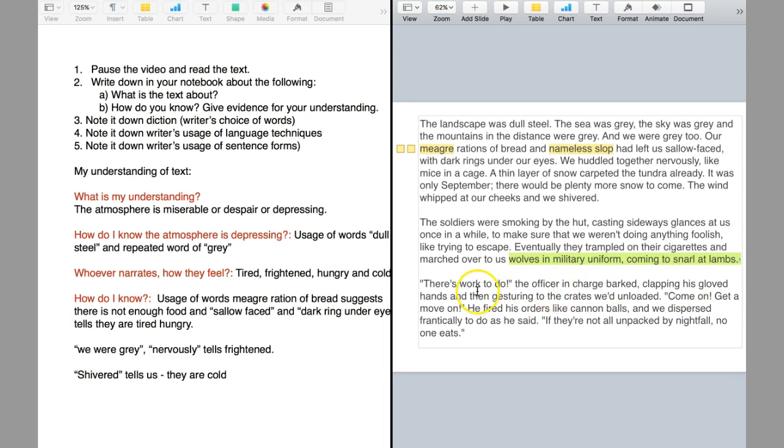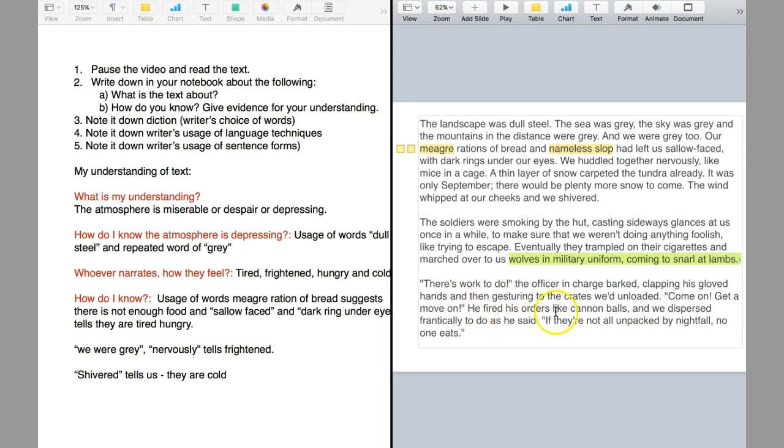Okay. The next paragraph tells what they have to do. "The officer in charge barked." Again, the word "barked" is the author's choice of word, and it tells the officer is not being nice. "Clapping his gloved hands" shows the atmosphere is cold. Then "gesturing to the crates to be unloaded": so they are showing the job they have to do. "Come on, get a move on."